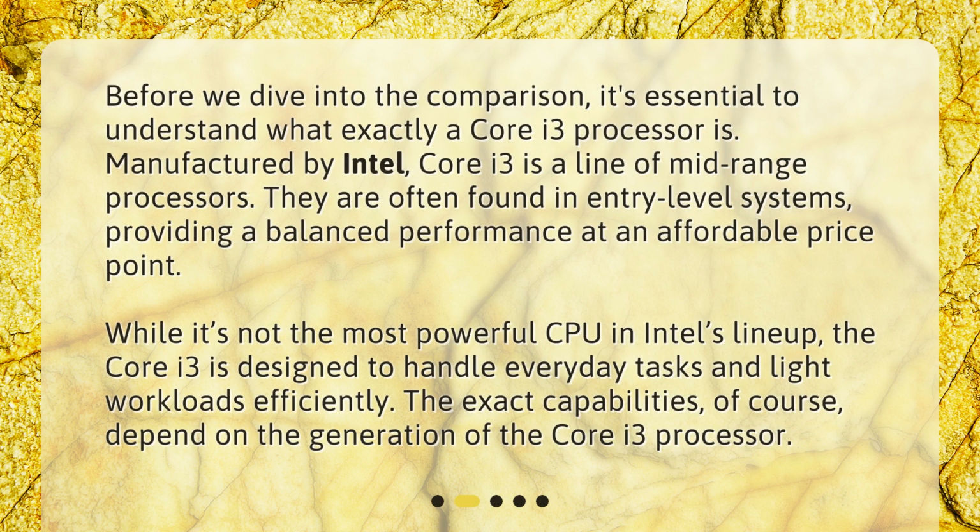Before we dive into the comparison, it's essential to understand what exactly a Core i3 processor is. Manufactured by Intel, Core i3 is a line of mid-range processors. They are often found in entry-level systems, providing a balanced performance at an affordable price point. While it's not the most powerful CPU in Intel's lineup, the Core i3 is designed to handle everyday tasks and light workloads efficiently. The exact capabilities, of course, depend on the generation of the Core i3 processor.